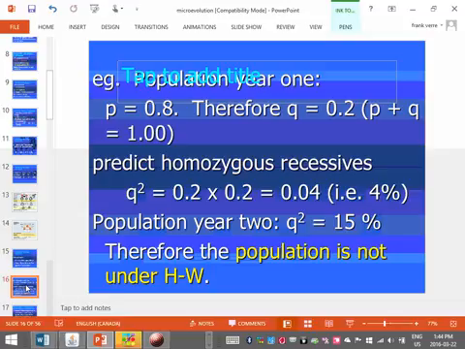So I'm going to go back to the example of the flower. How many individuals do we have? We had 500, and 80% were red, and 20% were white alleles, right? So let me show you the math behind that.